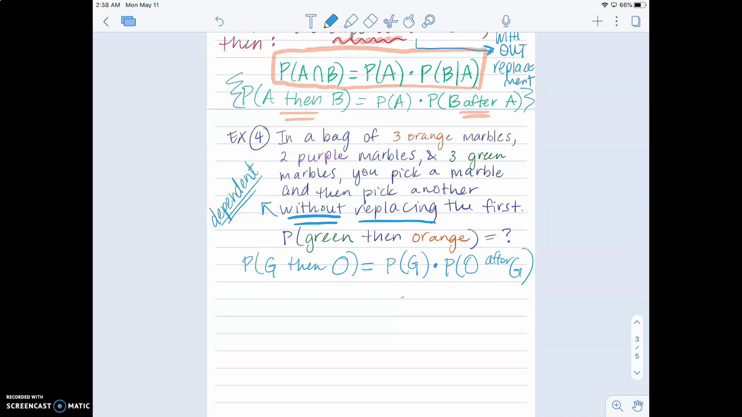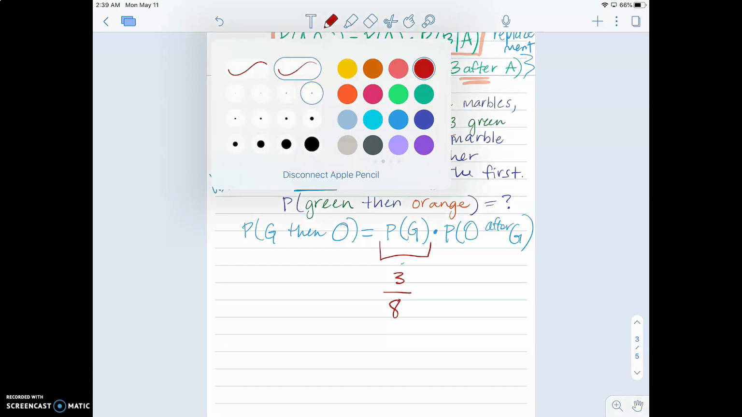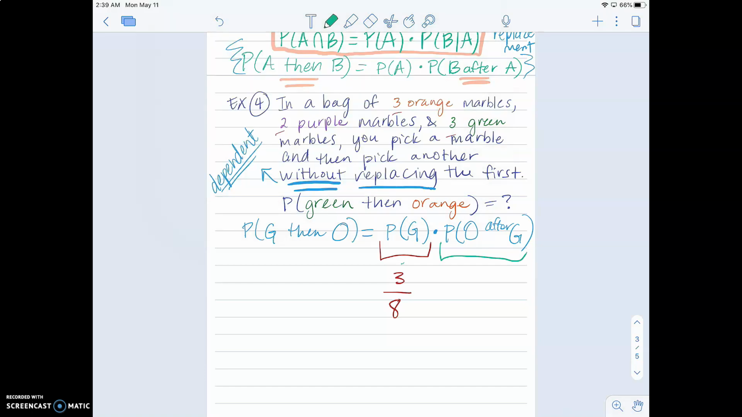I feel like we've done problems like this. All right, so let's do that. For this first part, the probability of green, before we do anything, is just going to be the number of green, 3, out of the total number of marbles. So that's 3 plus 3 plus 2, that's 8. Okay, probability of O after G, so orange after you take one green out.